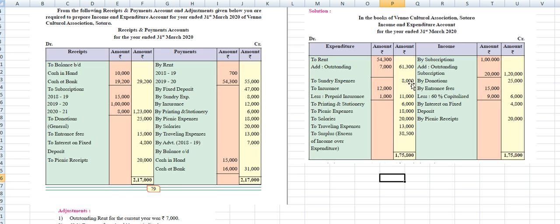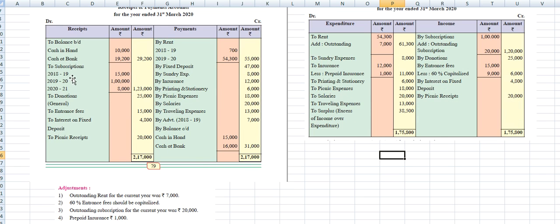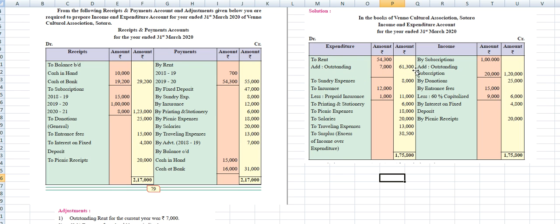And now we'll see the income side entries. What are the entries coming in the income side? For subscription, there are 3 years: previous year, current year, and next year. The current year amount is 1 lakh rupees. And add outstanding subscription, there is an adjustment for the subscription. The outstanding subscription for the current year was 20,000 rupees, given in the adjustment. 1 lakh plus 20,000 is 1 lakh 20,000 rupees.